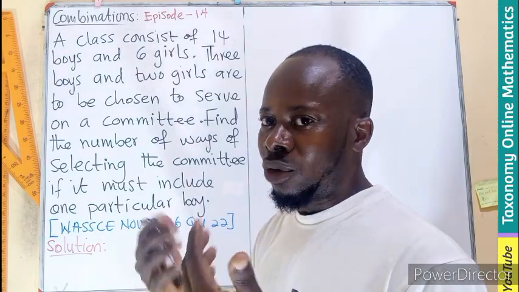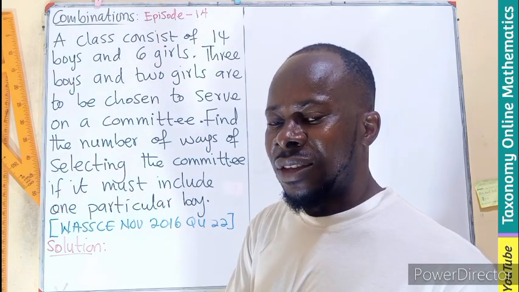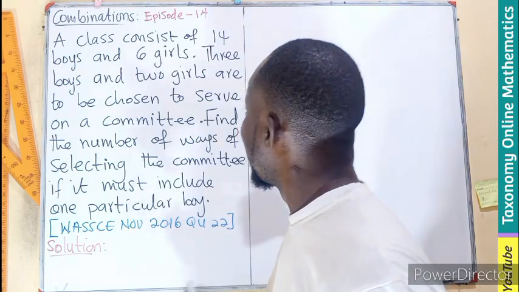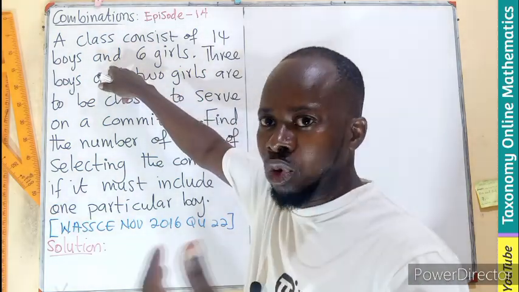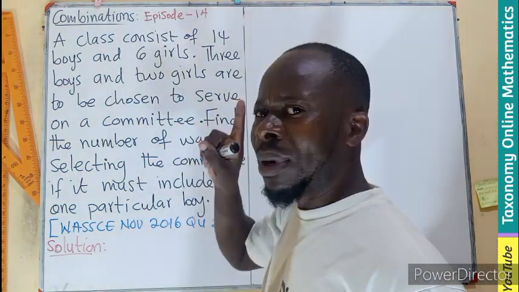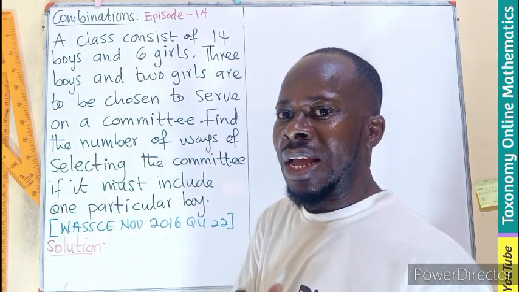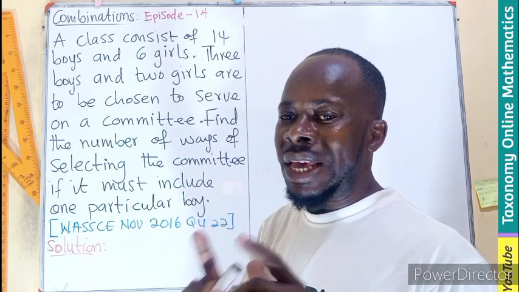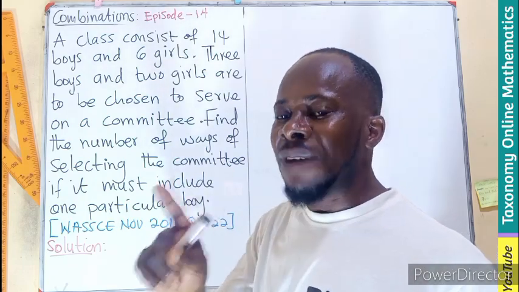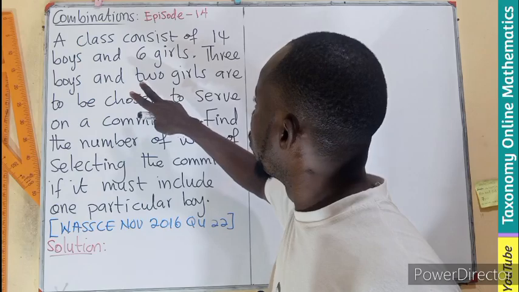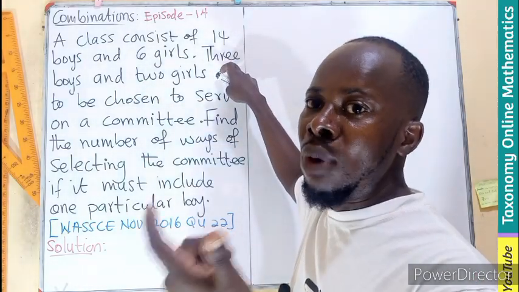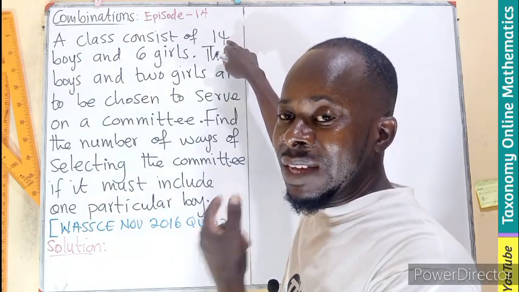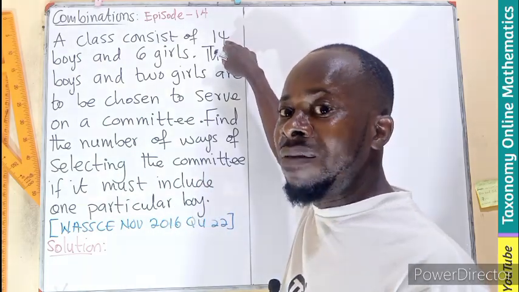So remember the choosing of boys from a group of boys and girls from a group of girls. We are using the word and, which shows multiplication. Now, if one particular boy is going to be part of the committee at all costs, it means that the position for one boy is occupied. We are only left with positions for 2 boys. We just need 2 boys to be selected from the remaining, but in this case, 14 minus 1 will give us 13.